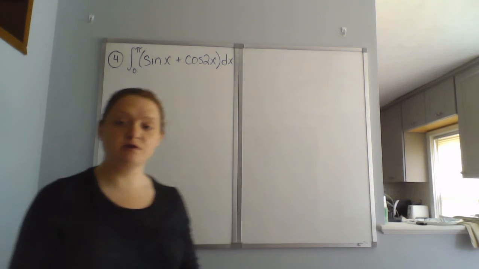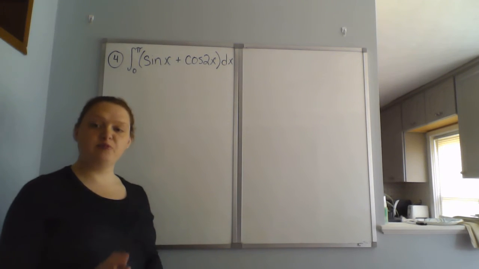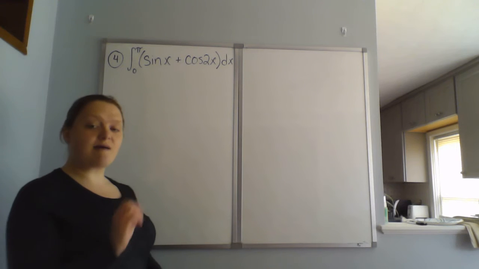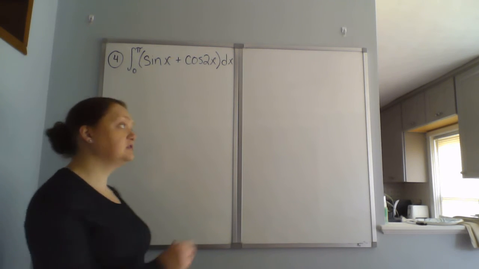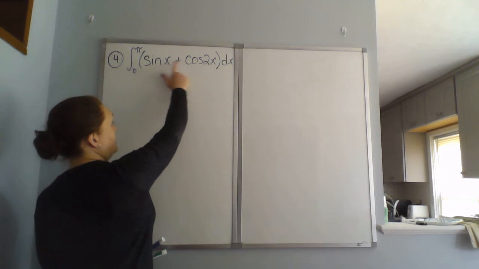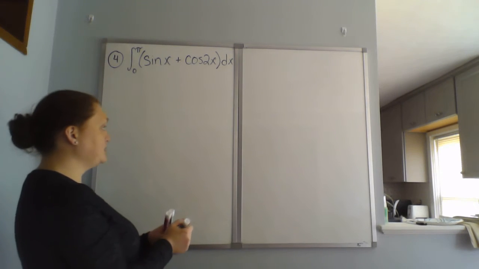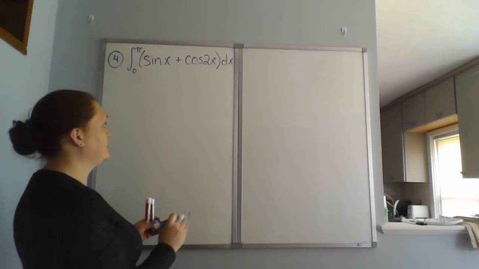Okay, this is our fourth and final example. And what I want to point out here is that we don't have a product of two functions like we normally see when we are doing u substitution. We actually have a sum. Okay, so the very first thing I'm going to do is split this into two separate integrals.